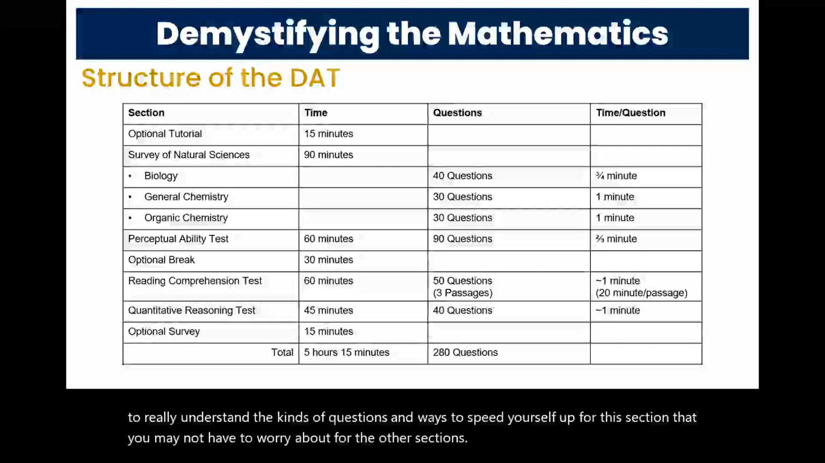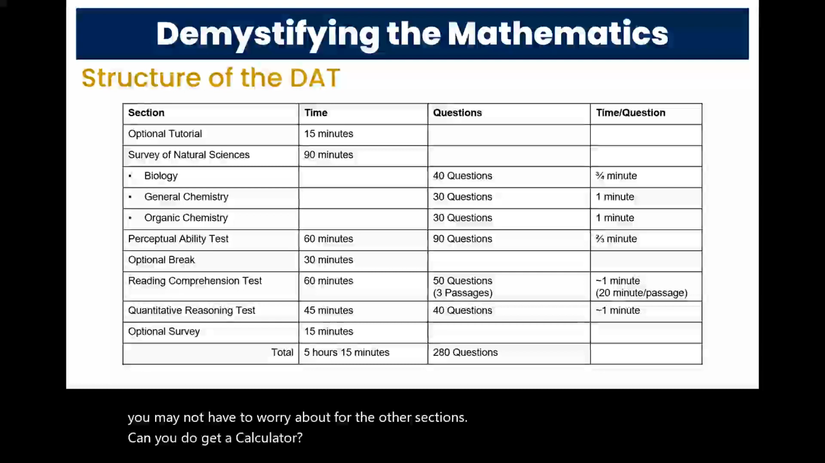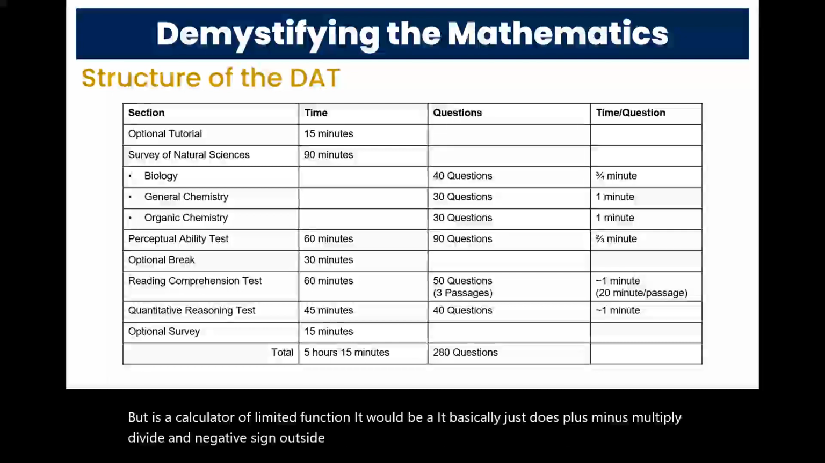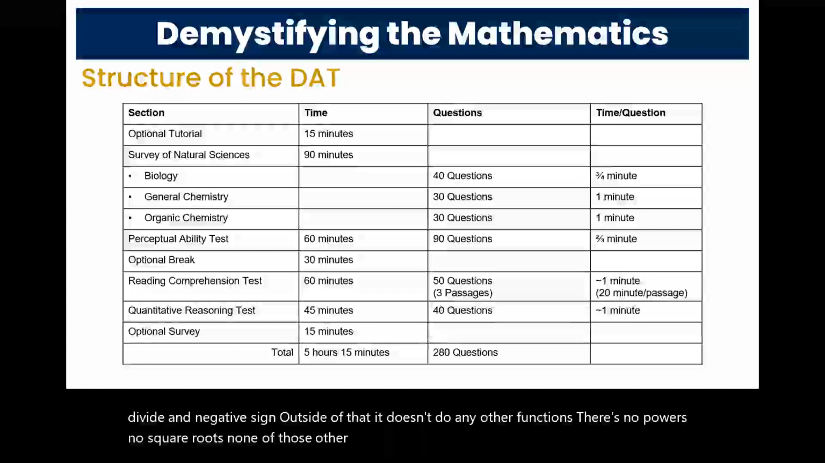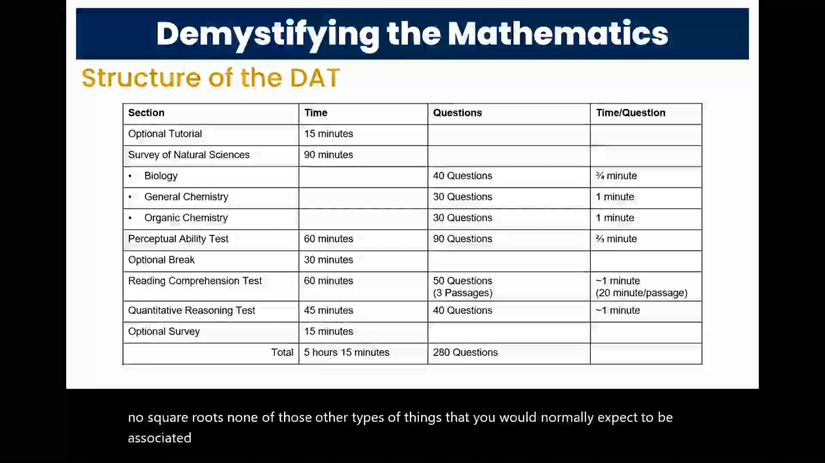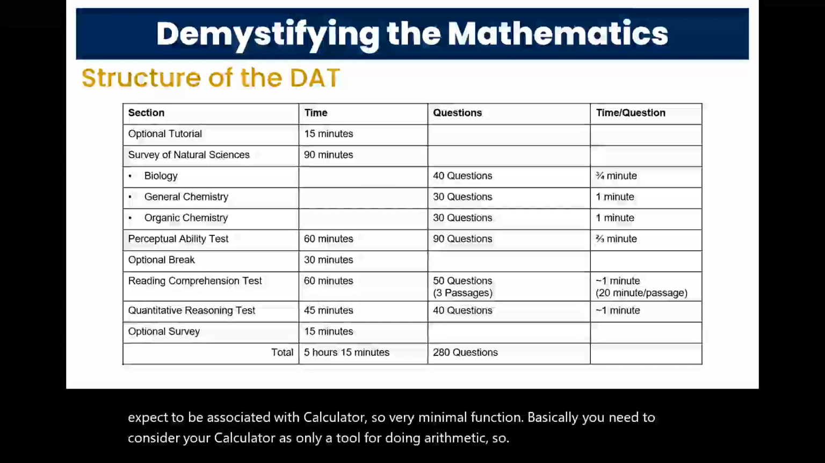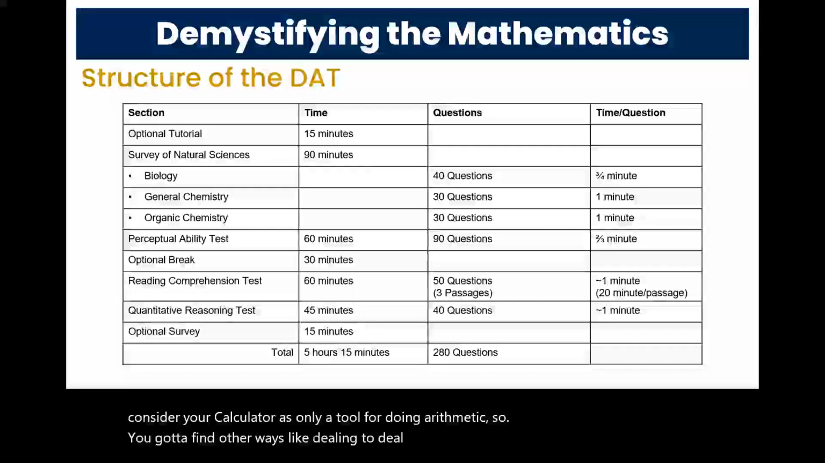You do get a calculator, but it is a calculator of limited function. It basically just does plus, minus, multiply, divide, and negative sign. Outside of that, it doesn't do any other functions. There's no powers, no square roots, none of those other things you would normally expect to be associated with a calculator. So very minimal function. You need to consider your calculator as only a tool for doing arithmetic. So you've got to find other ways to deal with powers and square roots and things like that.